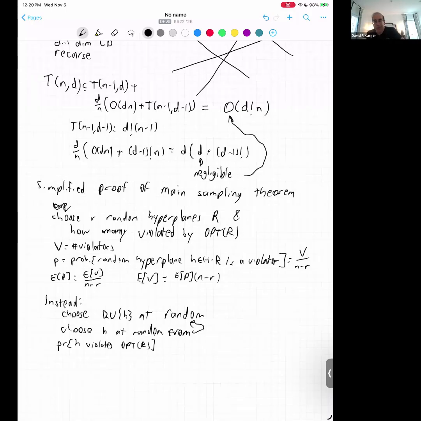Only like d of them actually define the optimum. Exactly. So basically, the only way for H to be a hyperplane that violates the optimum of R is if H is a part of the optimum of R union H.